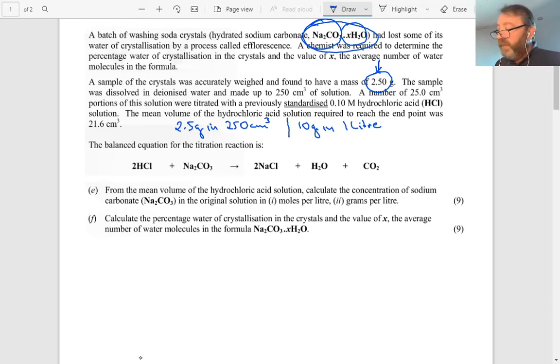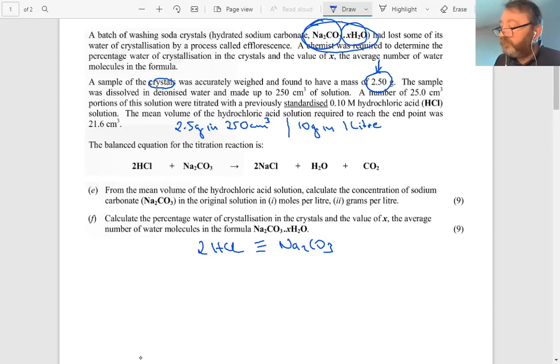Let's read on. A number of 25 centimeter cubed portions of this solution. What solution? The crystals solution. So now we're starting to see 25 centimeters cubed of the washing soda solution were titrated with a previously standardized 0.1 molar hydrochloric acid. The mean volume of the hydrochloric acid was 21.6 centimeters cubed. Now look, they give you the balanced equation as they always will. So the very first thing you do is you write down the two species that you are titrating, the HCl against the Na₂CO₃. And underneath both, you simply write down everything that applies to those two.